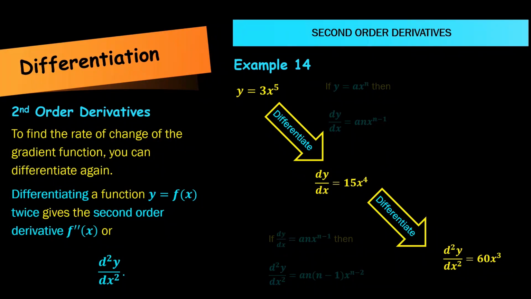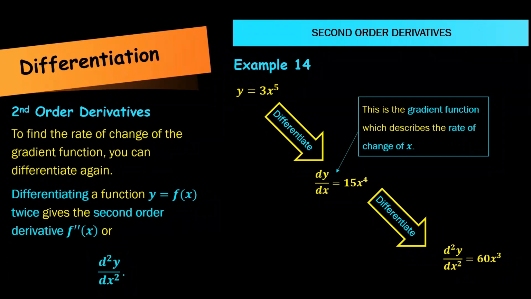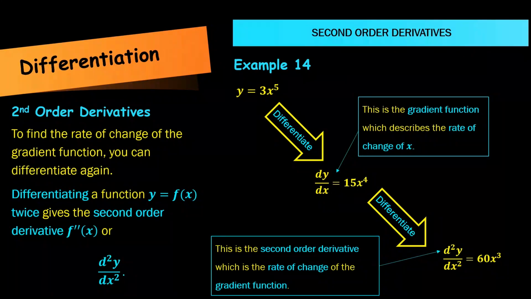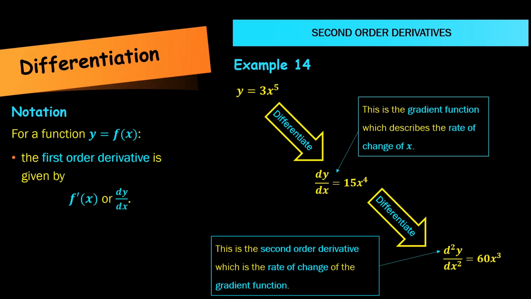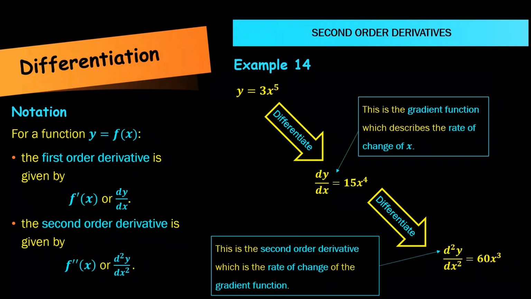dy/dx is the gradient function which describes the rate of change of y. And the second derivative, d²y/dx², is the rate of change of the gradient function. Let's now take a look at some notation. For a function y = f(x), the first order derivative is given by f'(x), or dy/dx. And the second order derivative is given by f''(x), or d²y/dx².